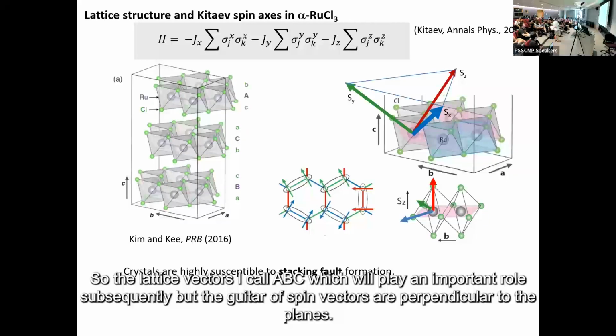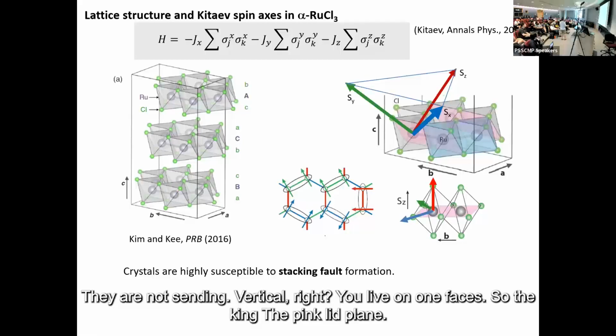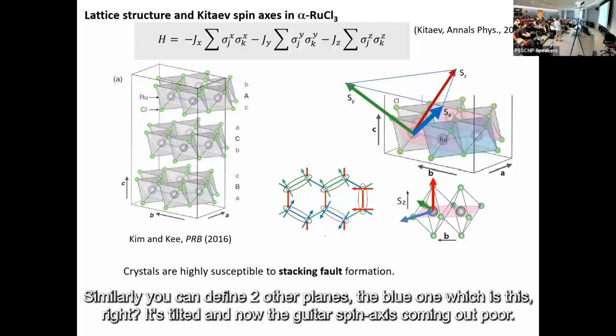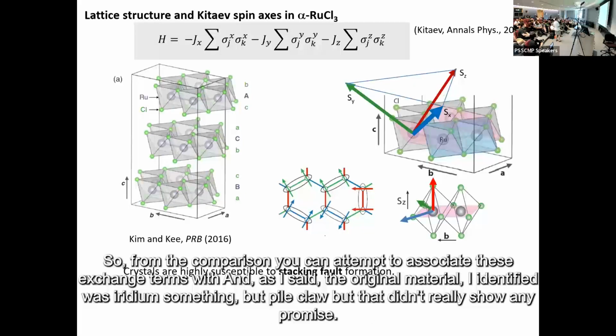But the Kitaev spin vectors are perpendicular to these planes. Now the pink one is sort of tilted. Hopefully this is apparent. Because the octahedra lie on one of their faces. They are not standing vertical, right? They lie on one of the faces. So the pink plane is tilted, and therefore the Kitaev spin axis is likewise tilted because it's normal to that plane. Similarly, you can define 2 other planes. The blue one, which is this, right? It's tilted, and now the Kitaev spin axis is coming out towards you, and the green one is tilted this way. So from the comparison, you can attempt to associate these exchange terms with the Kitaev term.